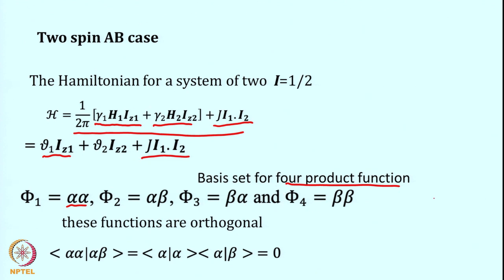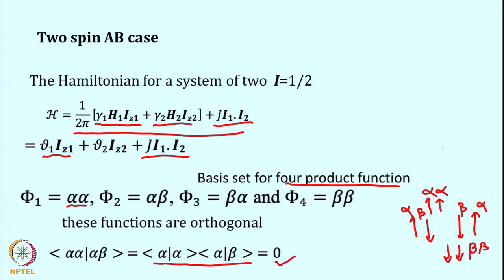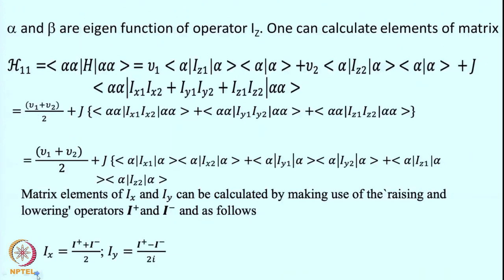To simplify that, let me draw this. So, this we define as the alpha alpha state, both having up spin. One is alpha and the other is beta, like alpha beta spin, or it can be beta alpha spin, and then the other can be beta beta spin. So, these are 4 basis sets, and these functions are orthogonal. That means if you take the product of alpha alpha and alpha beta, one can write it like this, and that will be 0. Okay, so these are the 2 spin system case.